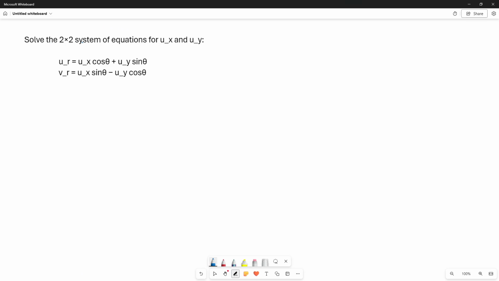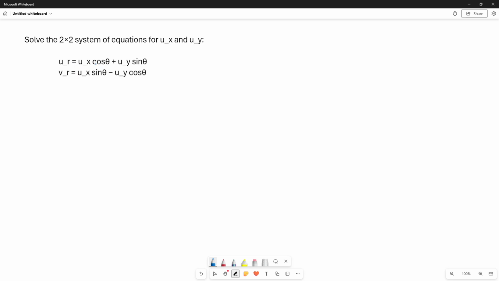Okay, we would like to solve the 2 by 2 system for u sub x and u sub y. We have u sub r is u sub x cosine theta plus u sub y sine theta from the chain rule. And v sub r is u sub x sine theta minus u sub y cosine theta. And we're just going to use the standard method of elimination and substitution to solve this system for u sub x and u sub y.